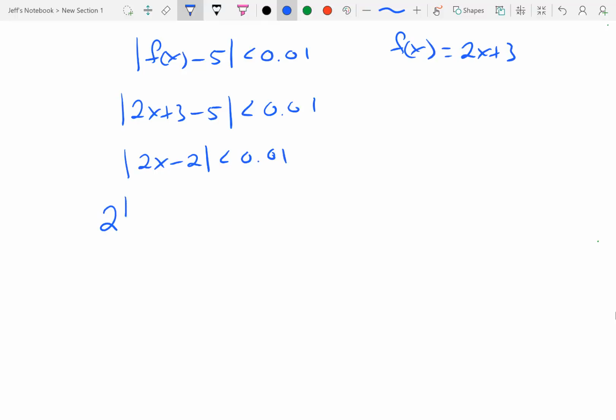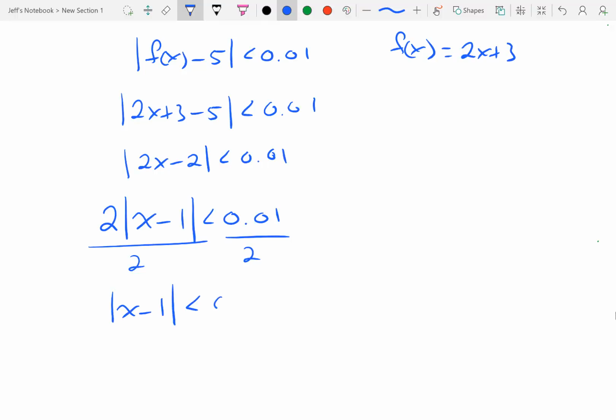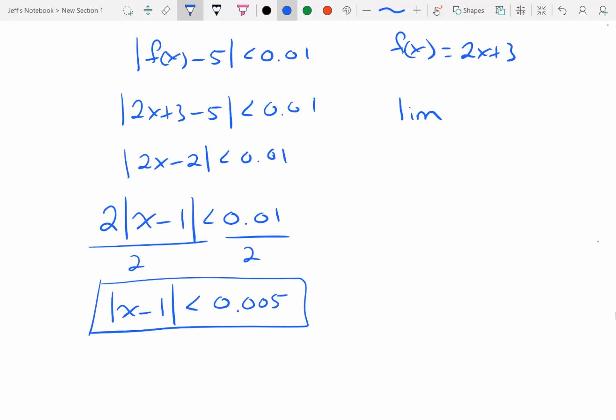I'm going to factor out a 2, which is going to leave me with x minus 1 in the absolute value, and that's going to be less than 0.01. And then I'm going to divide both sides by 2. So I get that the absolute value of x minus 1 is going to be less than 0.01 divided by 2, which is 0.005. And I'll also ask you to recall what was written up at the beginning, that we were looking at the limit as x approaches 1 of 2x plus 3, and we were trying to show that that was equal to 5.